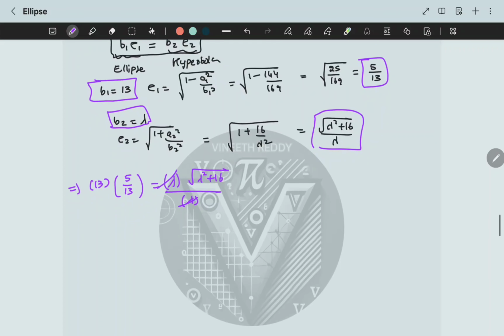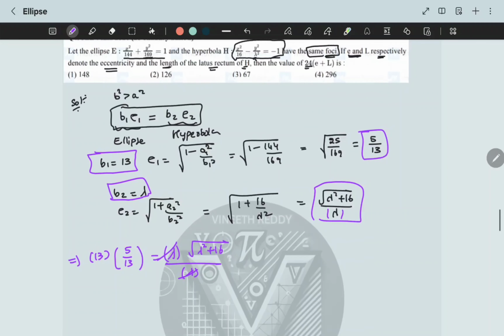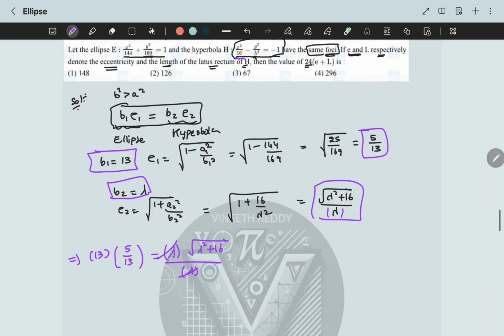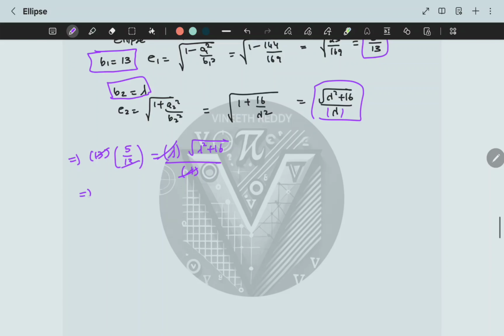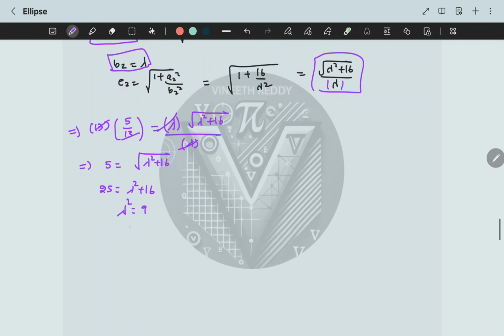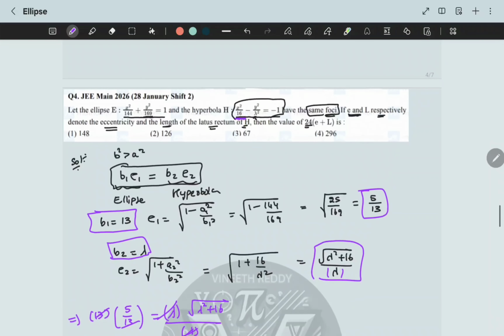We can cancel this. Of course, under root lambda square is mod lambda, if you want to write it, but lambda should be positive for this to be a conjugate hyperbola. So we can cancel this also. We get 5 is equal to under root of lambda square plus 16. So 25 equals lambda square plus 16, and lambda square is 9. Therefore lambda equals 3. As I said, lambda should be positive for this to be a conjugate hyperbola.